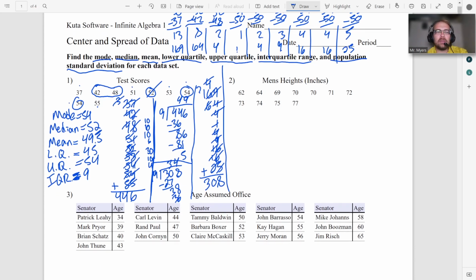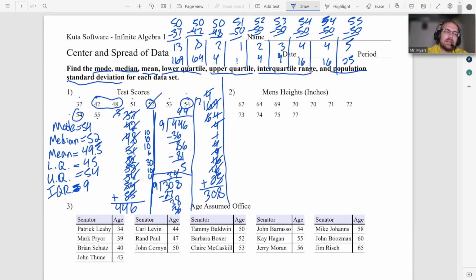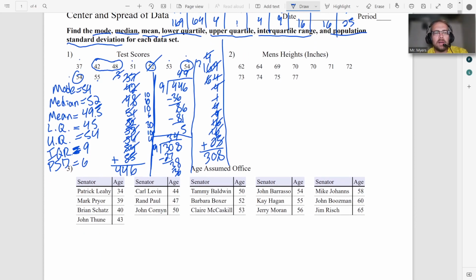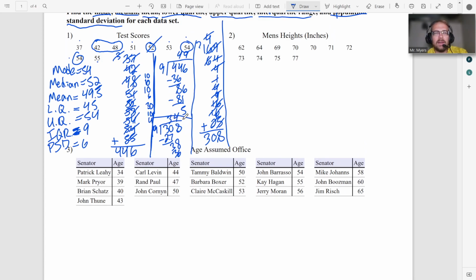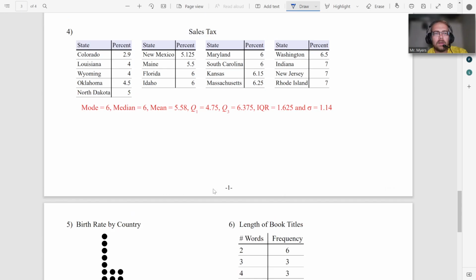But it's not exactly 6, obviously, because I rounded a bunch in between. So let's look at the answers. Let's see what they have. So the population standard deviation is roughly 6. Okay? But according to this, it's a little bit shy of 6, but we did round a little bit throughout. So let's see what they say.